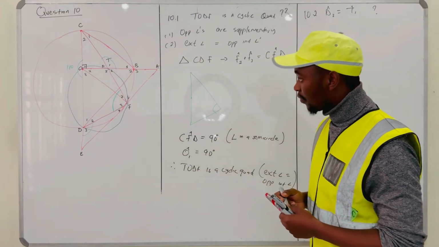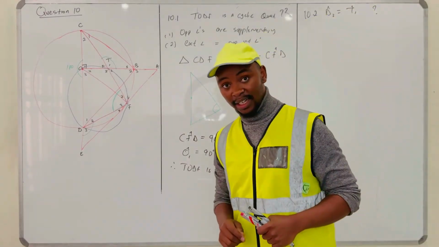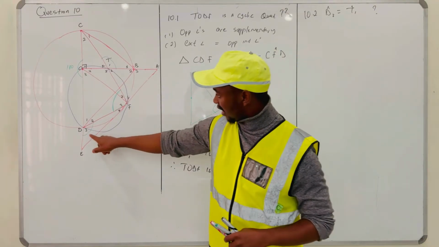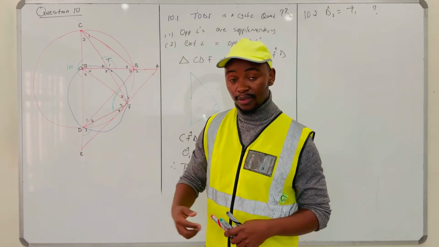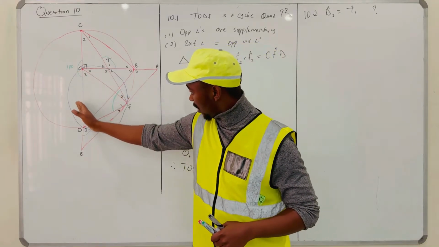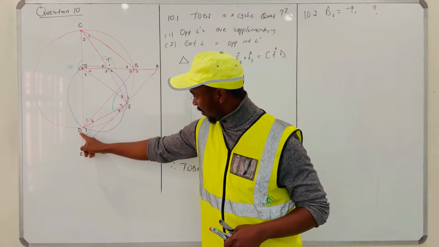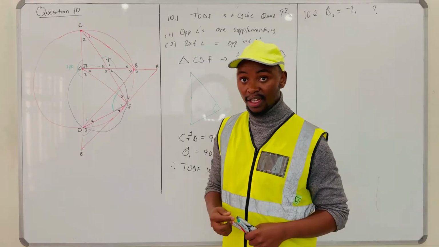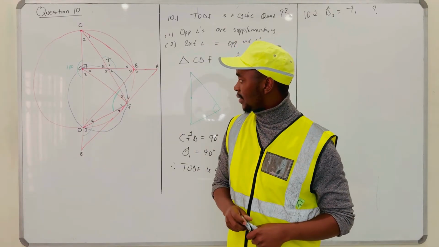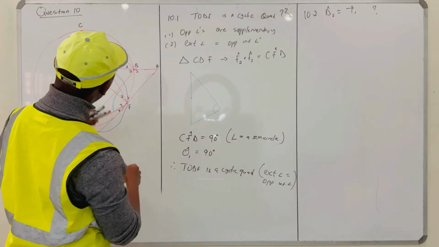All right. We have just proven that TODF is a cyclic quad. And if TODF is a cyclic quad, it means that the angle D3 is exterior to that cyclic quad. If you look at the cyclic quad, you see that line there, line OE, we have an angle there, D3, which is exterior to the cyclic quad. Okay, what is special about D1? Okay, so D1 exists in this form here.